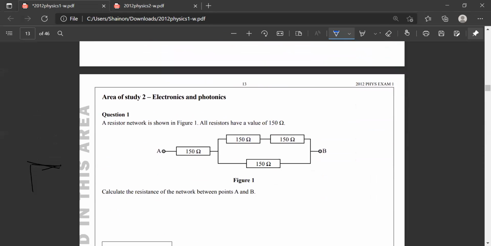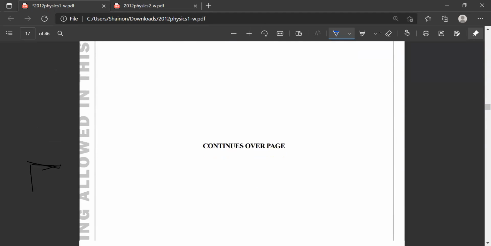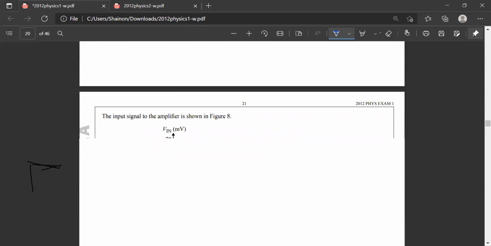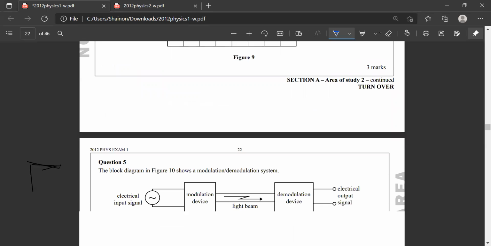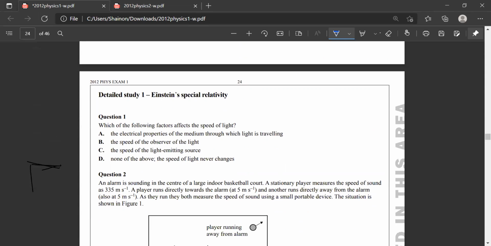Next question. Which of the factors changes the speed of light? It's only the medium that changes the speed of light. This does not depend on the speed of the observer. No, it's always constant. So it has to be A. None of the others change the speed of light.